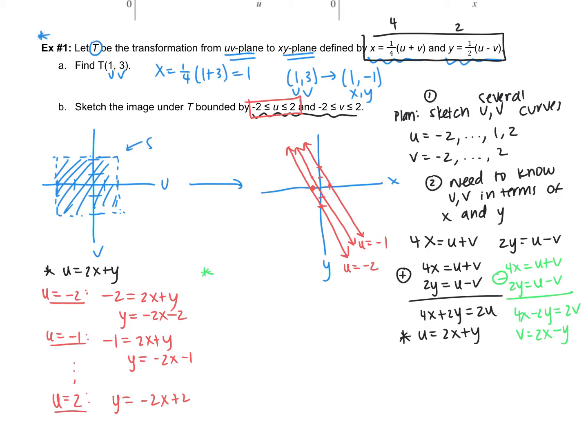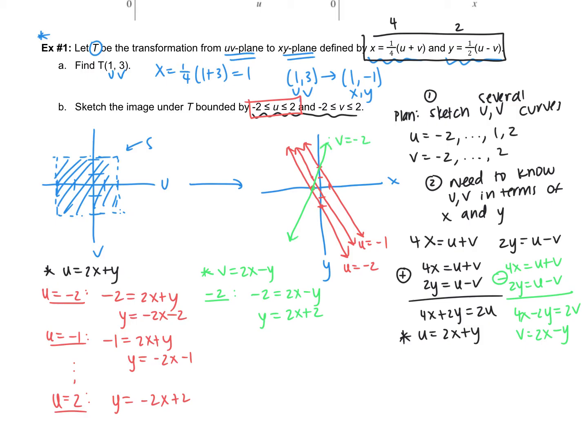So then I'm going to bring that over here. Our v is 2x subtract y. So again, I'm going to choose some values of v. I might start with -2. So I get -2 is equal to 2x subtract y. So y is equal to 2x add 2. So that would be about this.